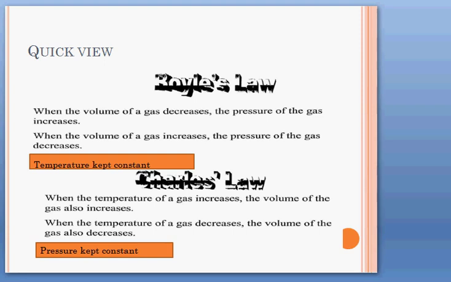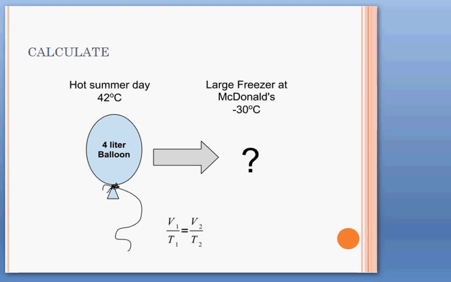Now have a quick view of these two laws. Boyle's law says when volume increases, pressure decreases. When pressure increases, volume decreases, keeping temperature constant. And what is Charles' law? When the temperature of the gas increases, volume also increases. When the temperature of the gas decreases, the volume of the gas also decreases, keeping pressure constant.